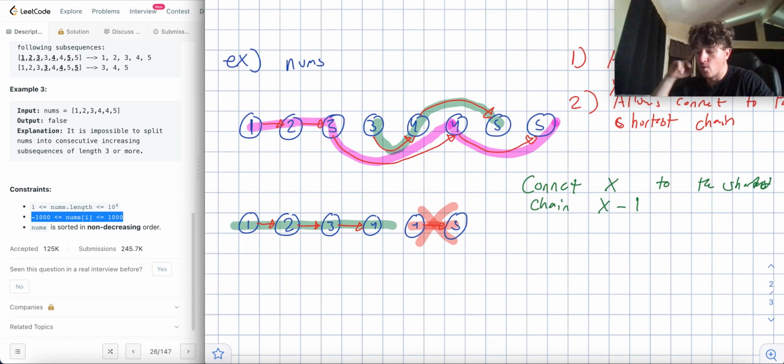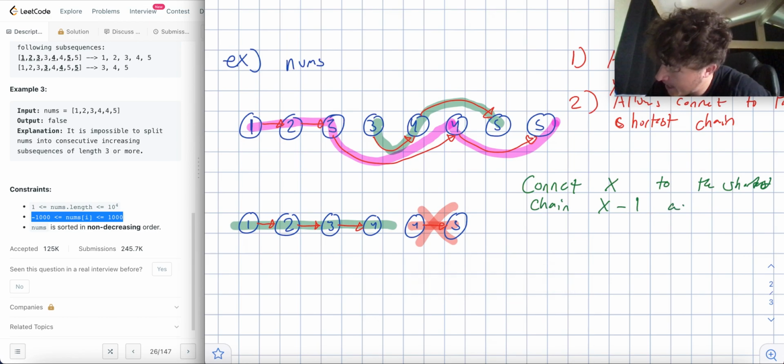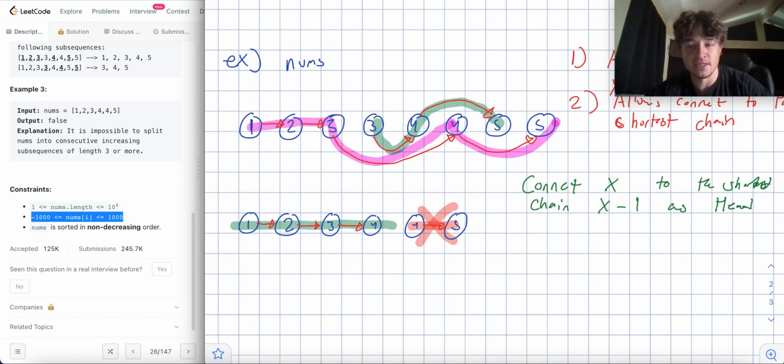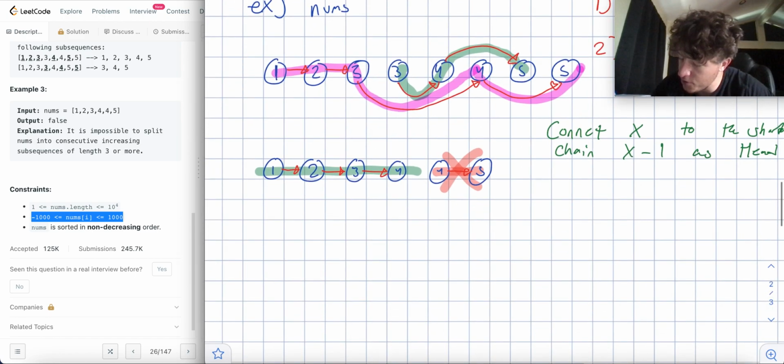Right? So when I have a 4, for example, when I have this 4 here, I want to connect 4 to the shortest chain with 4 minus 1, X minus 1, as head. Head meaning the end of the chain that I'm connecting to. So when I have a 4, I want to connect 4 to the shortest chain with 3 as the head, right? So I connect this 4 to the shortest chain ending in 3, which is this 3 here. Right? So let's define a new thing.